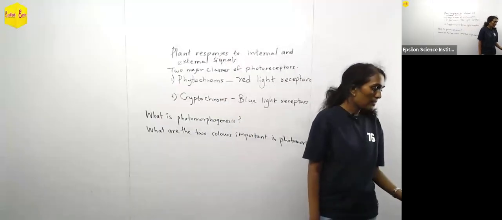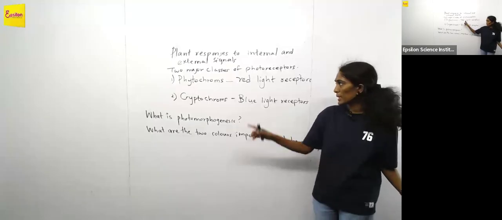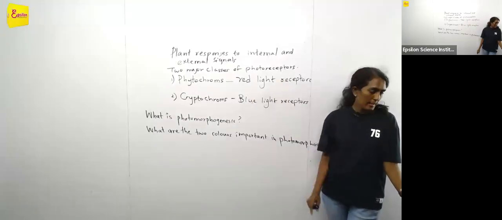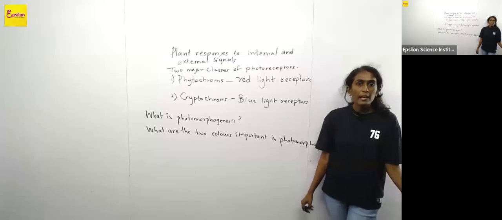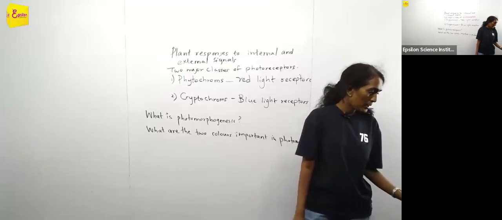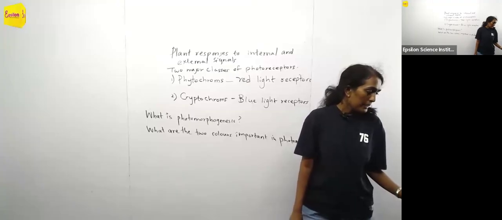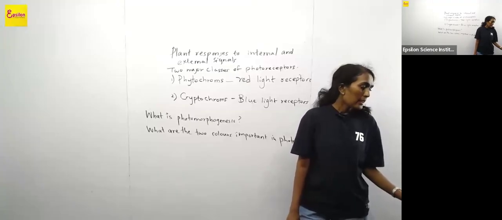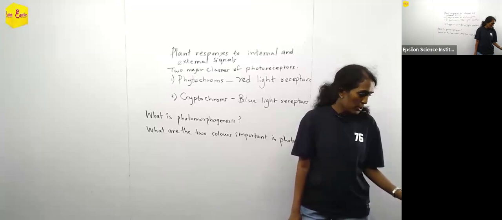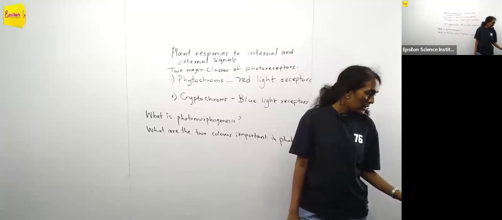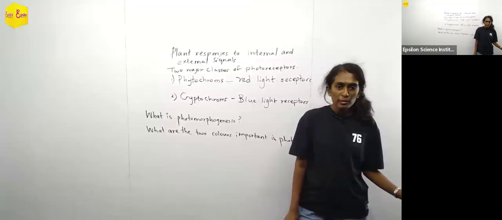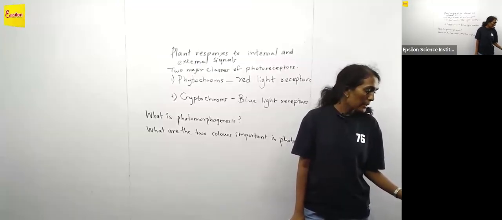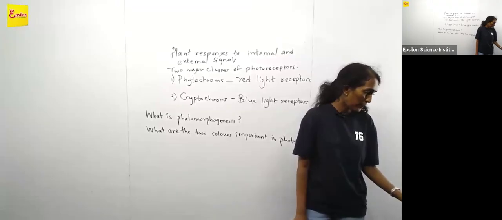So they say that for seed germination, red light receptors are necessary. They say that 660 nanometer wavelength is stimulating seed germination, and 730 nanometer light is inhibiting seed germination. So that means the red light is stimulating seed germination. Far red light, near infrared, is inhibiting the seed germination.